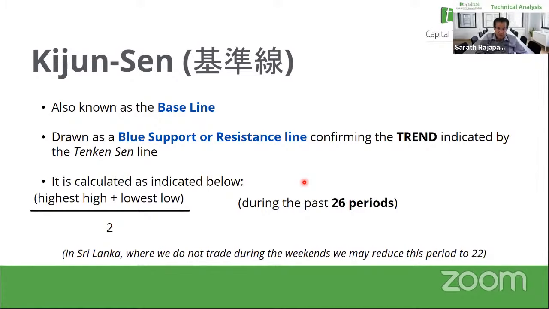Kijun-Sen is the baseline of the candlestick chart. It's the line to which the market can fall, or if the market is going down, rise back up. Blue in color usually, and can be past, say, 22 periods in Sri Lanka, though in Japan they use 26 periods because they work on Saturdays. It is calculated as the highest high and lowest low divided by 2. Those points are joined together to give the Kijun-Sen line.